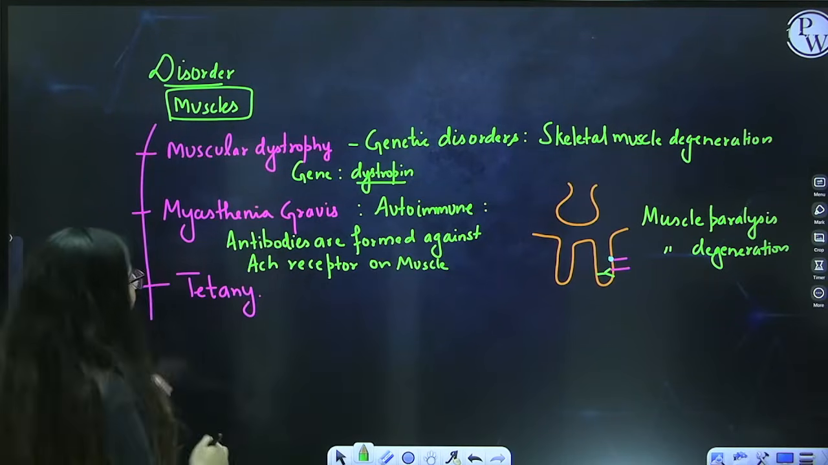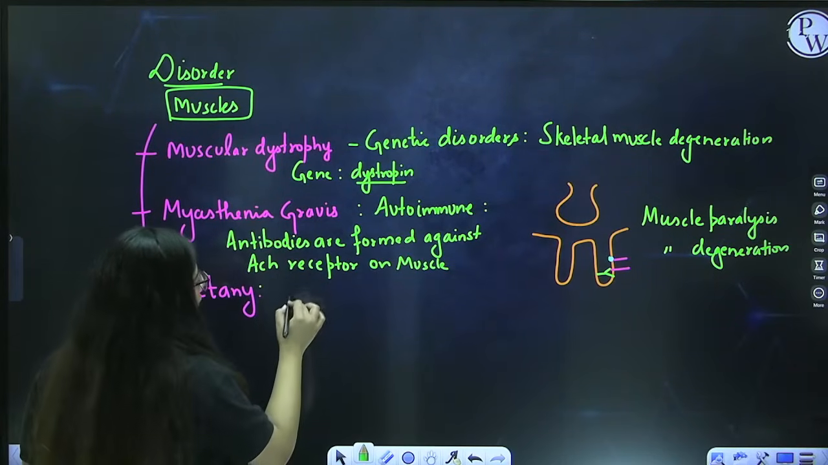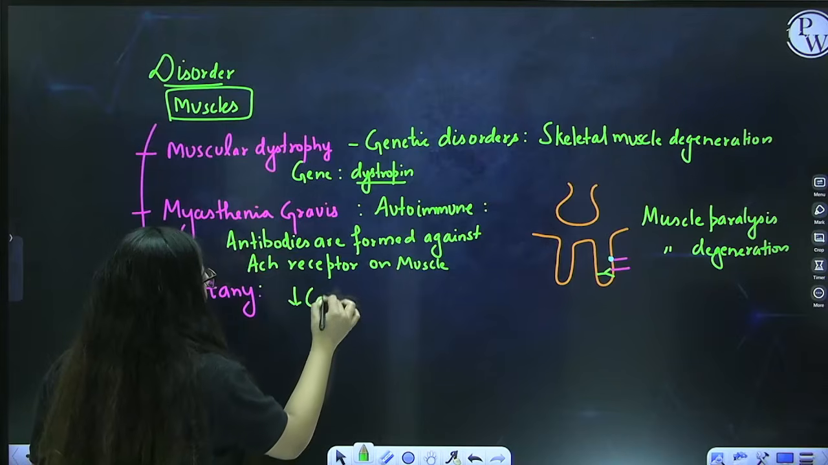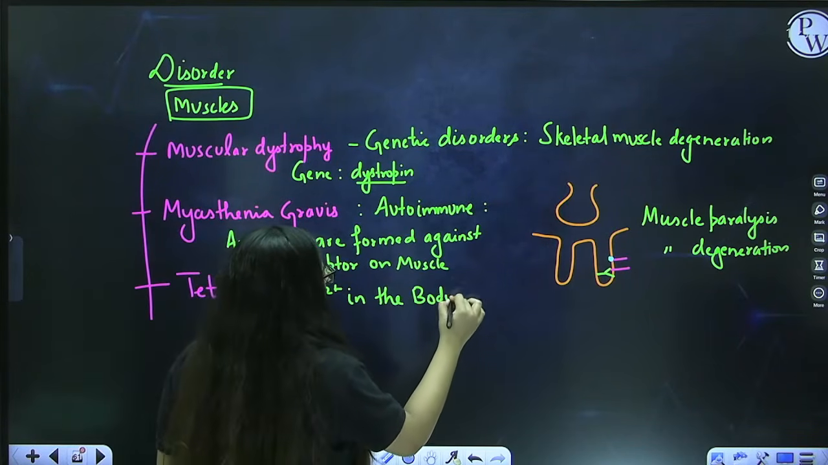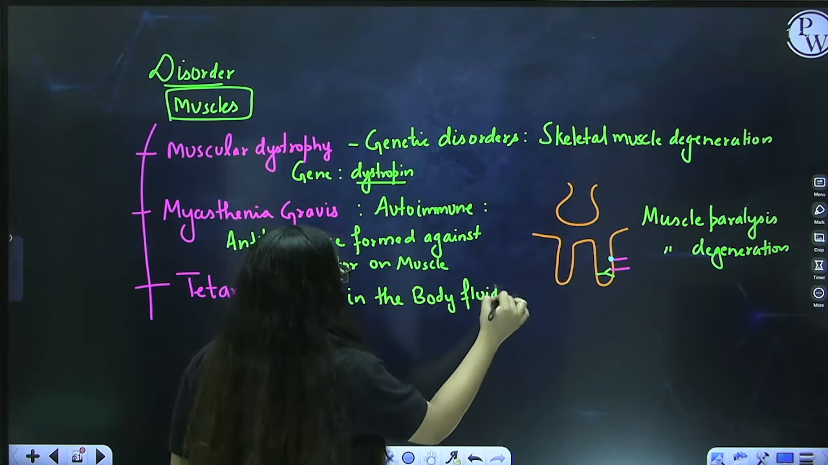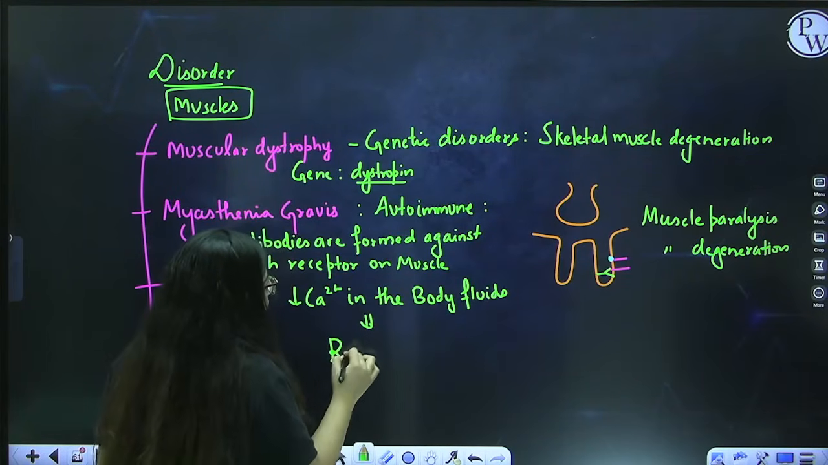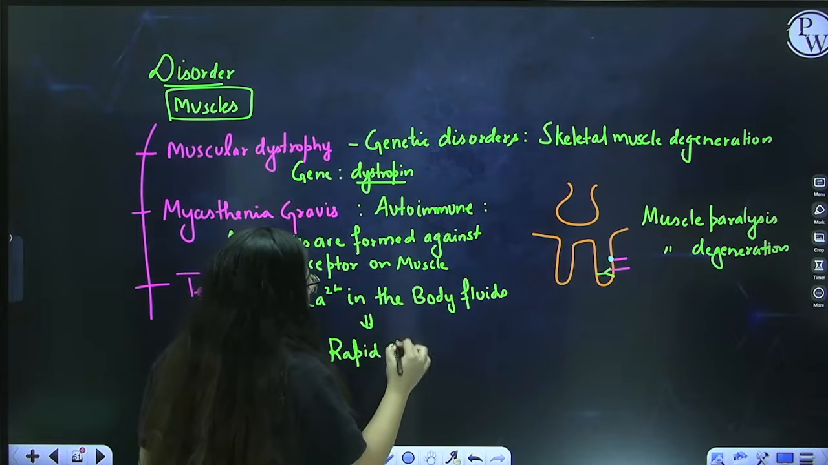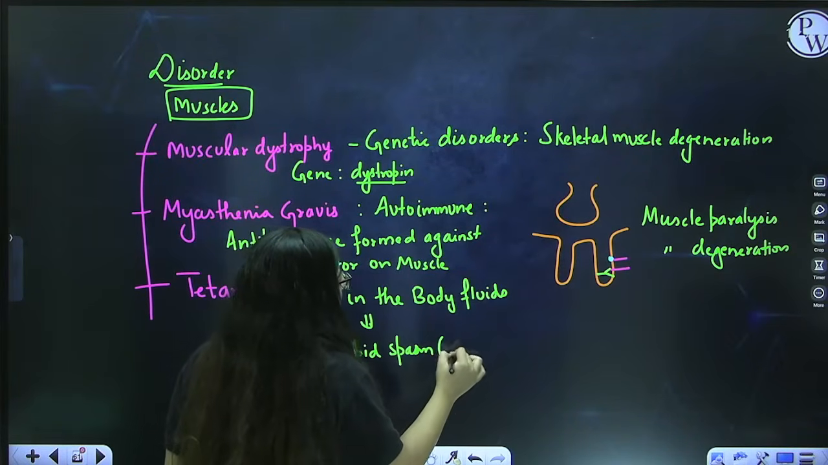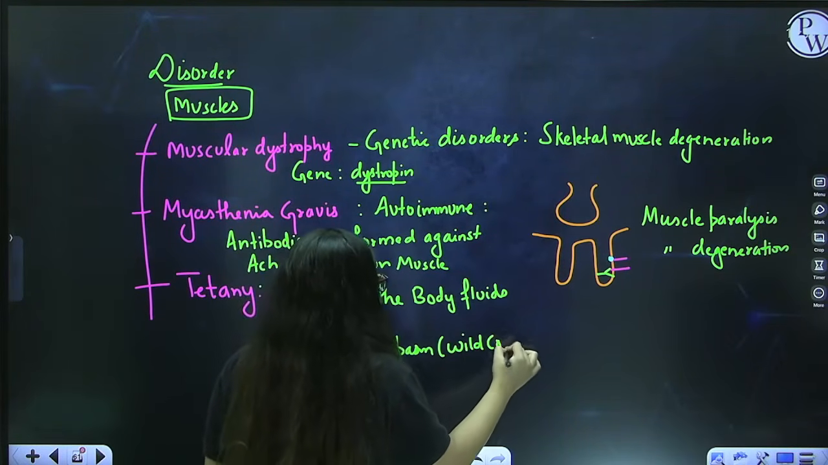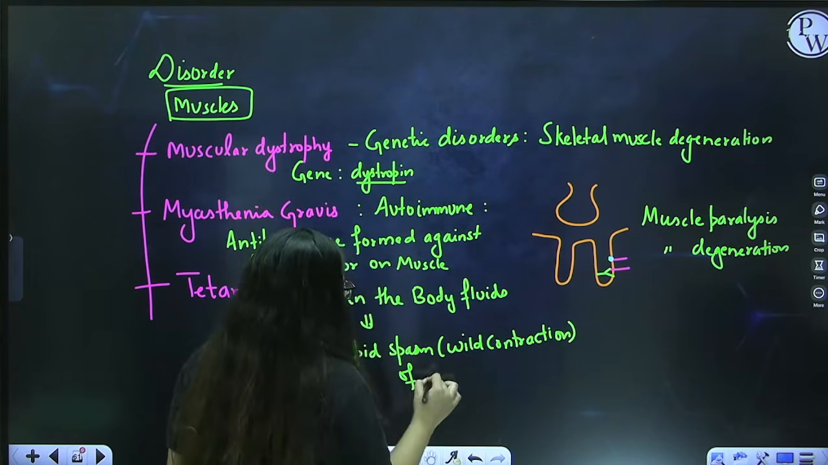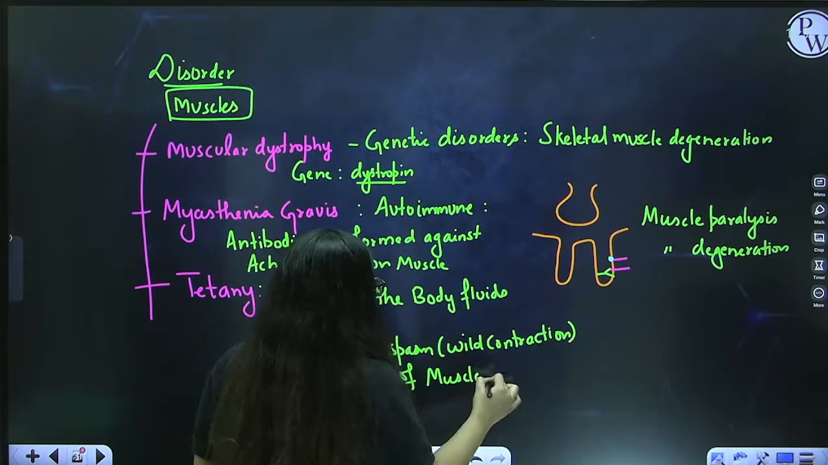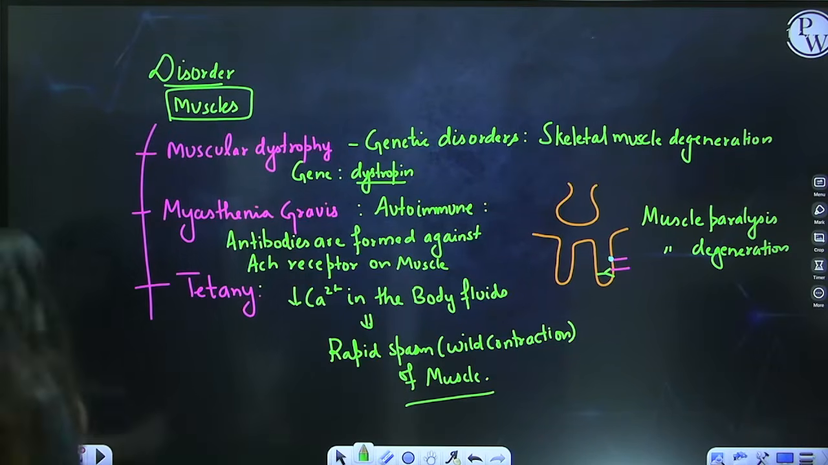Tetany occurs whenever you have low calcium ions in the body fluids. Low calcium ions in the body fluids will lead to rapid spasm of muscle. What are spasms? Wild contractions of muscle, right? This is what tetany is. So this was tetany and the muscle disorders.